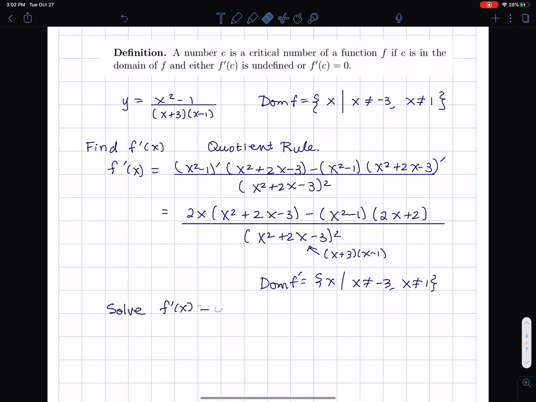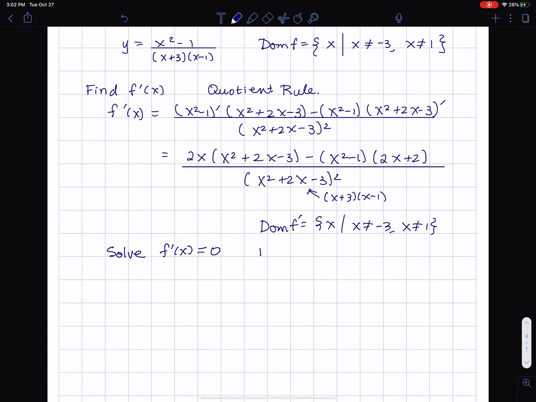Now, this is a fractional statement, a rational function. So a fraction equals 0 when the numerator is 0. Now, there's a little bit of a caveat to that, something that we should be careful about.